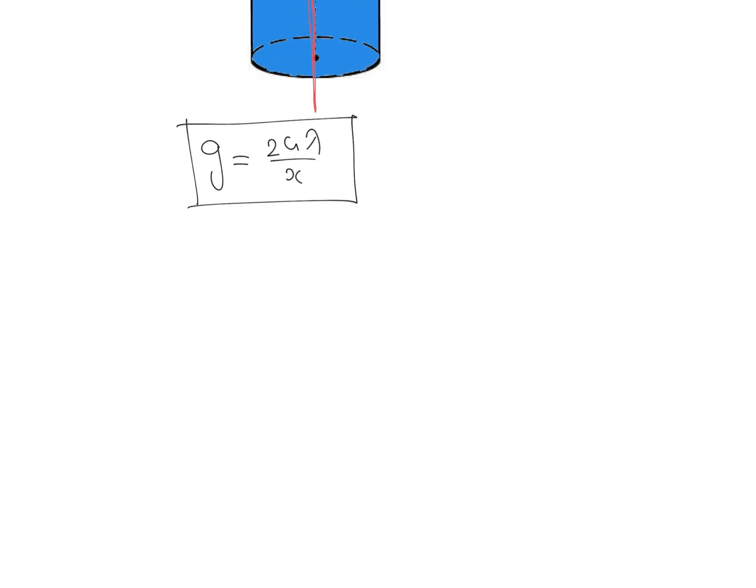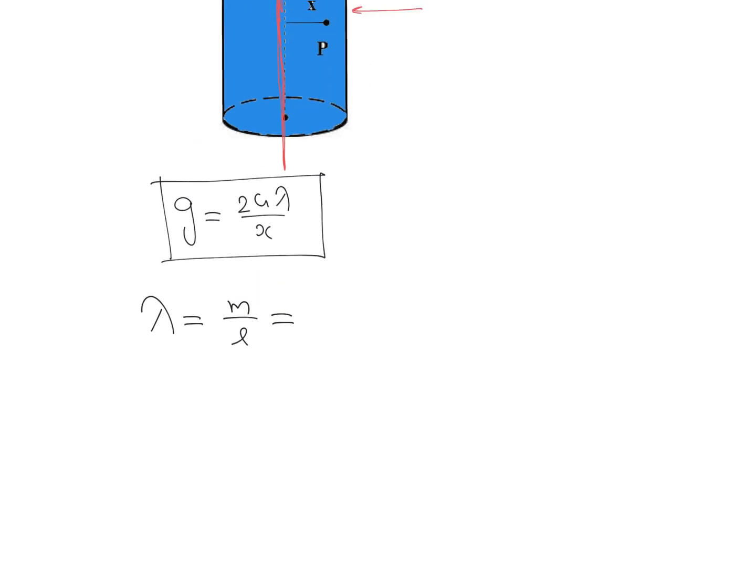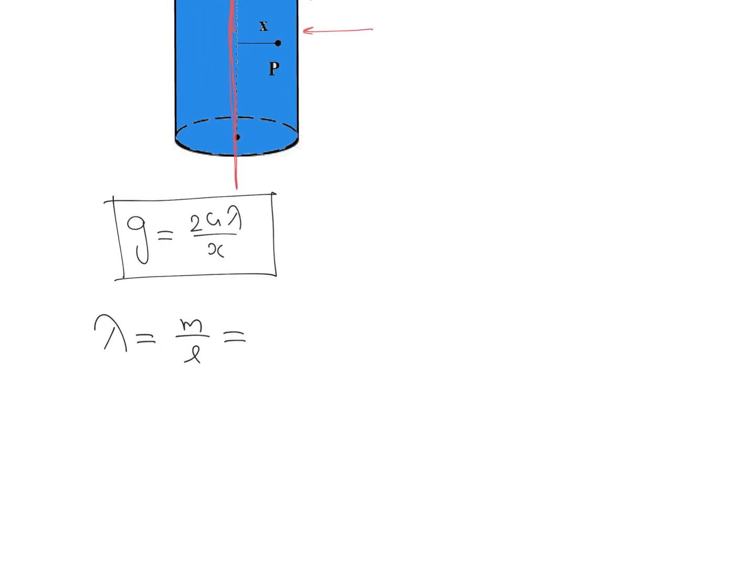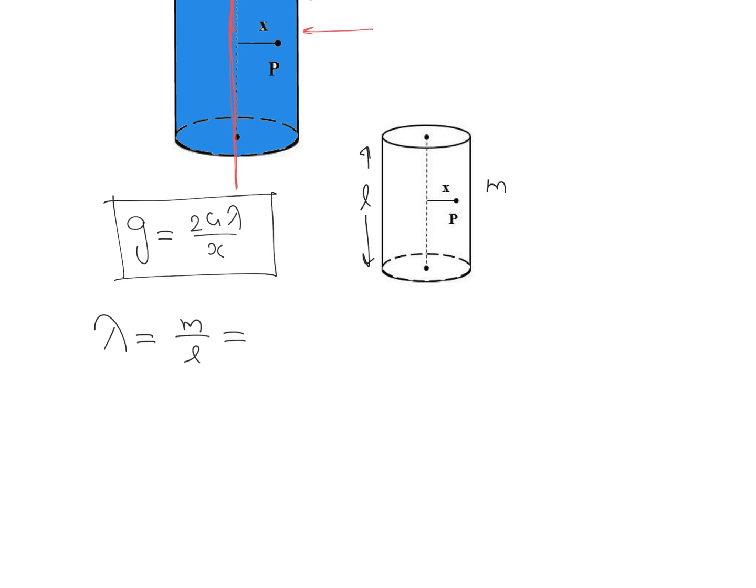First we need to find the value of lambda, the linear mass density. Linear mass density is mass per unit length. So let's consider a part of the cylinder of mass m and length L. We can find its mass per unit length, as the mass is inside the cylinder and uniformly distributed inside also.